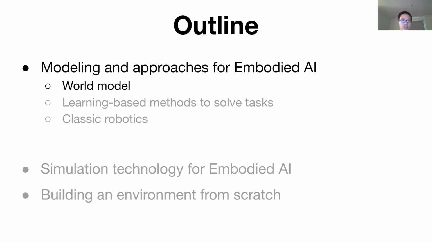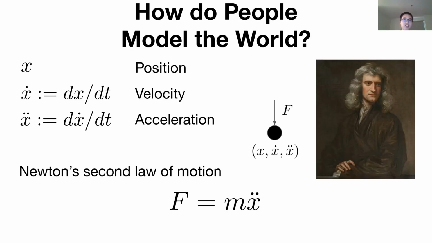Let's start from a very general question. How do we model the world? In the 17th century, Isaac Newton gives an answer with his laws of motion. Let's imagine the world has only a single object, a particle with mass.